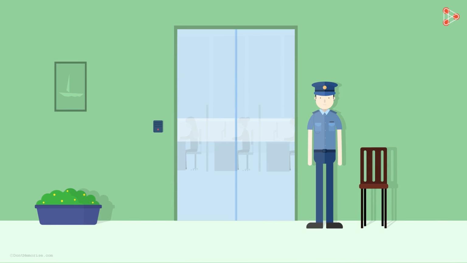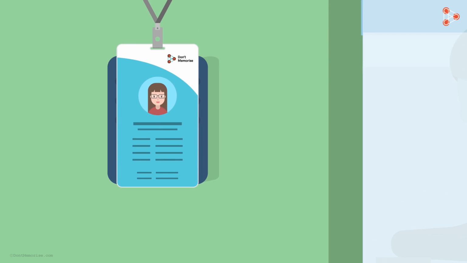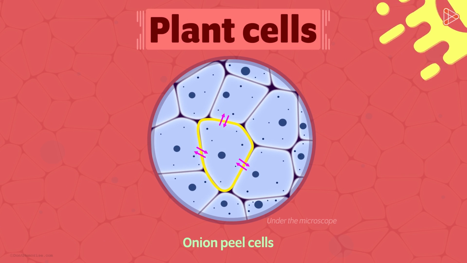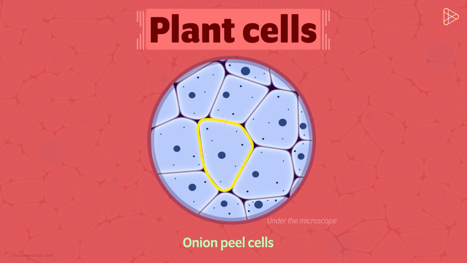Just like a guard standing at the office door who allows only members with identity cards to enter and exit, the plasma membrane also allows only specific materials to move across. We will look at this in detail in our upcoming videos. This was just to understand how the plasma membrane is selectively permeable. Now let's move ahead to know about the cell wall.